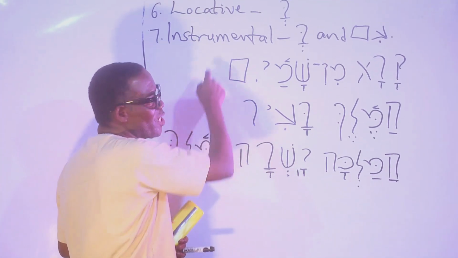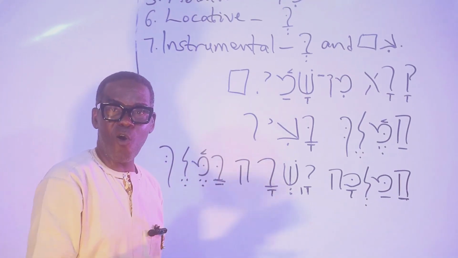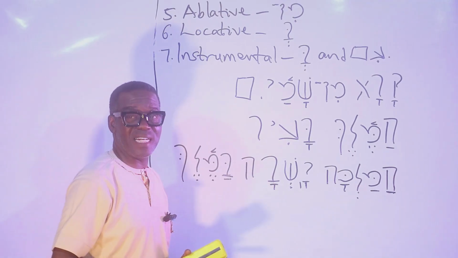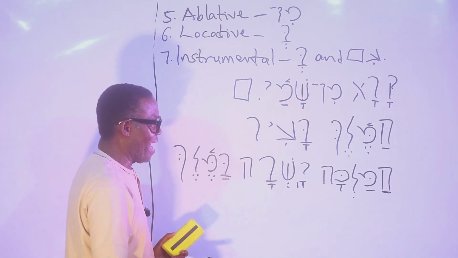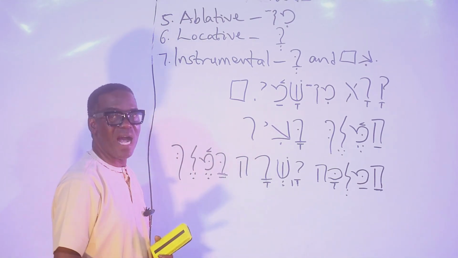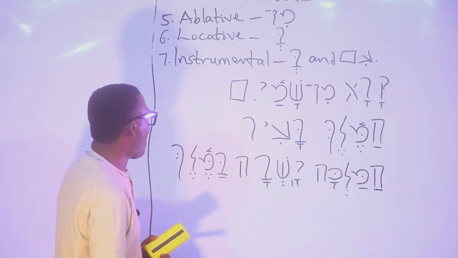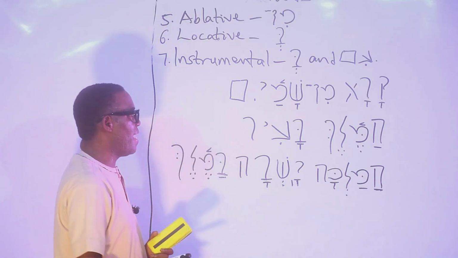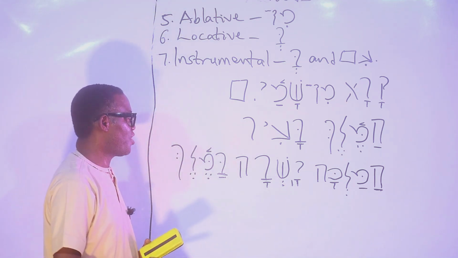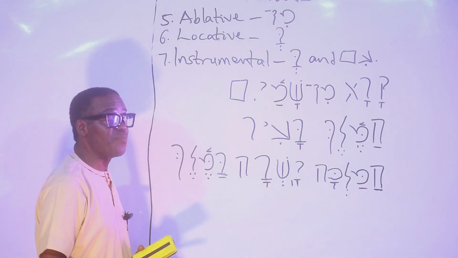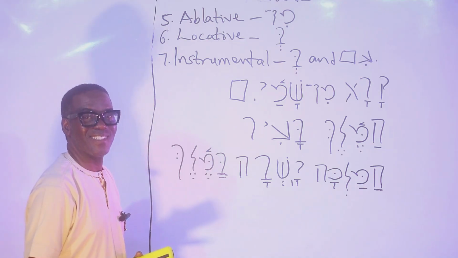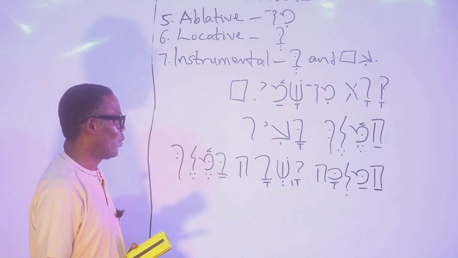But if it is being used as instrument, it will be translated as with or at. So in this third one now, it will be translated as with or at. So we have Amalka, Yasheba, Bamelech, which means the queen sat with the king.